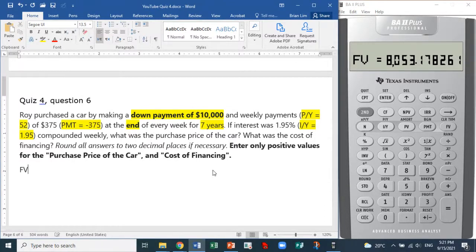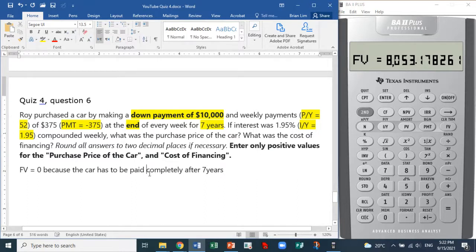Okay. Let's put it this way. FV is equal to 0 because the car has to be paid completely after 7 years. Okay, it has to be paid off. I guess we should say paid off completely after 7 years. So really we're after the present value.